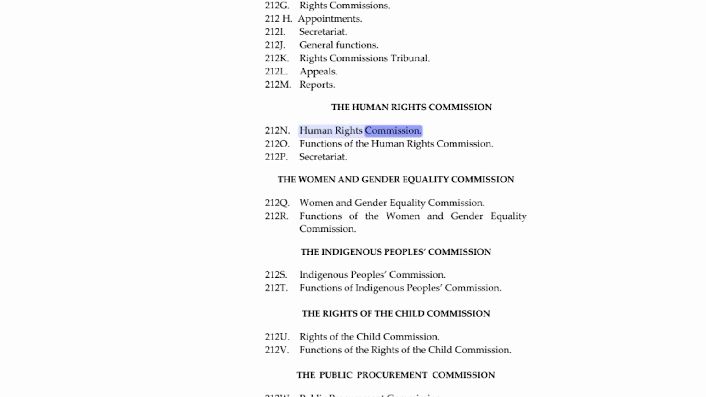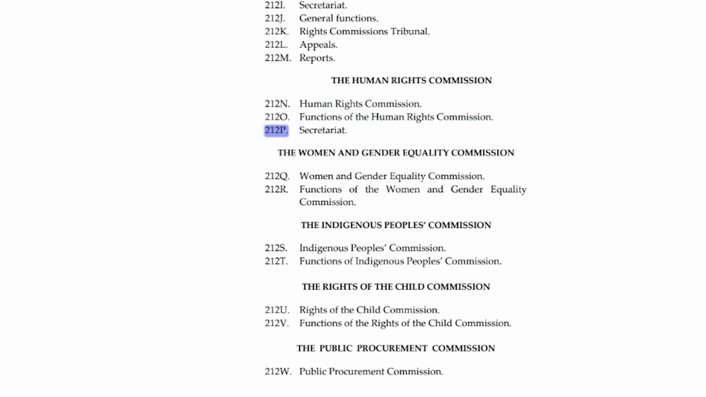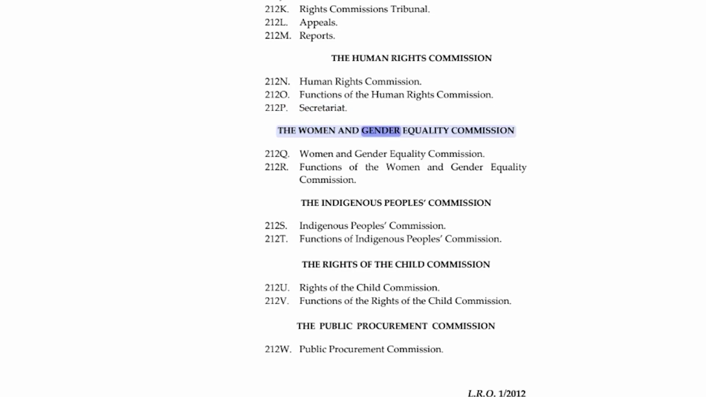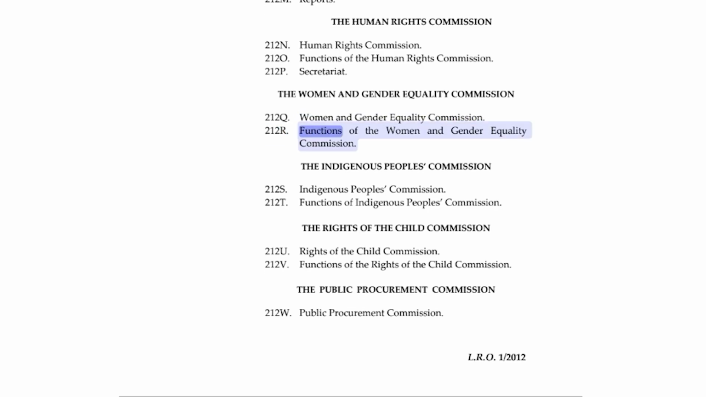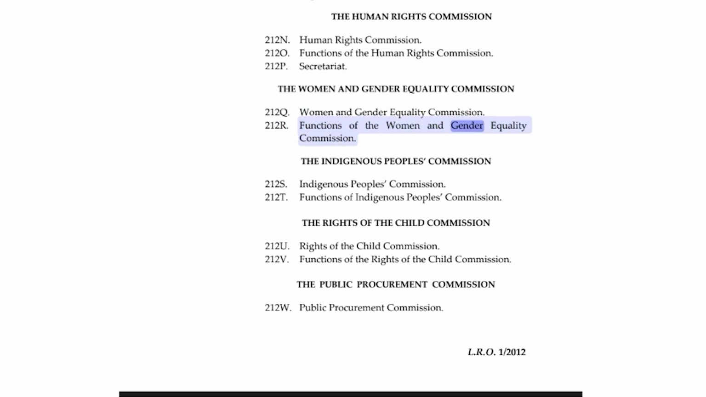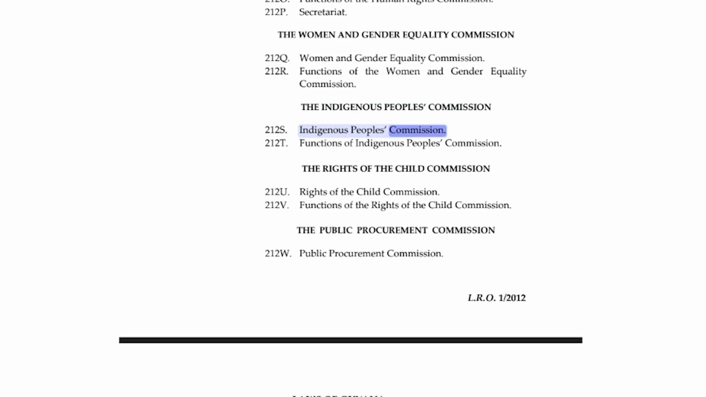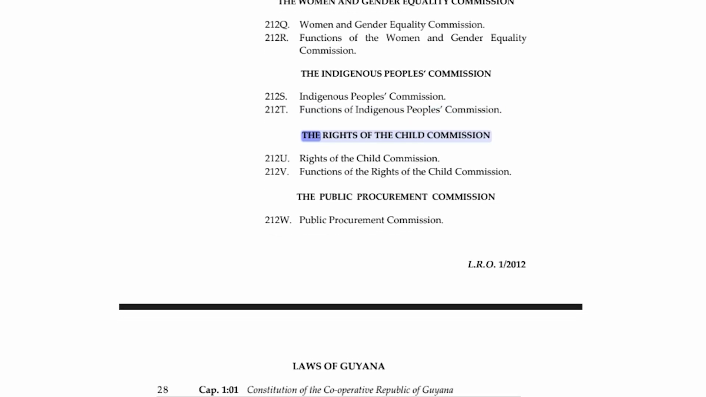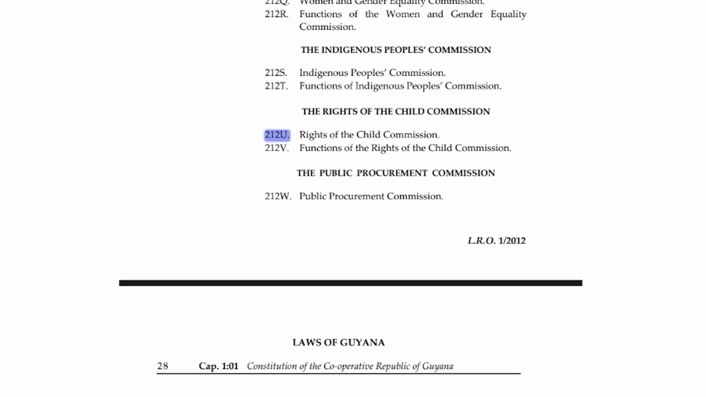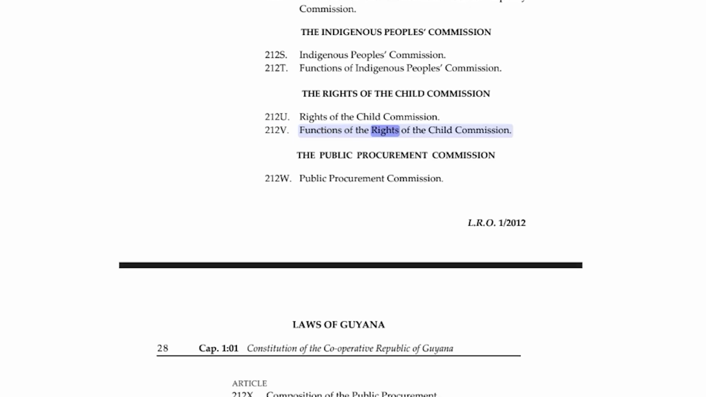The Human Rights Commission. 212N. Human Rights Commission. 212O. Functions of the Human Rights Commission. 212P. Secretariat. The Women and Gender Equality Commission. 212Q. Women and Gender Equality Commission. 212R. Functions of the Women and Gender Equality Commission. The Indigenous Peoples Commission. 212S. Indigenous Peoples Commission. 212T. Functions of Indigenous Peoples Commission. The Rights of the Child Commission. 212U. Rights of the Child Commission. 212V. Functions of the Rights of the Child Commission.